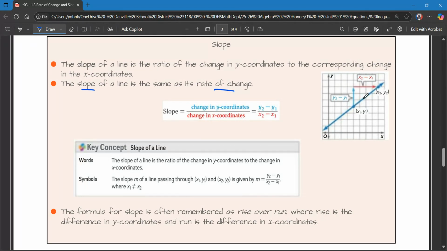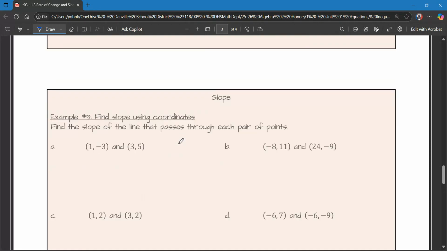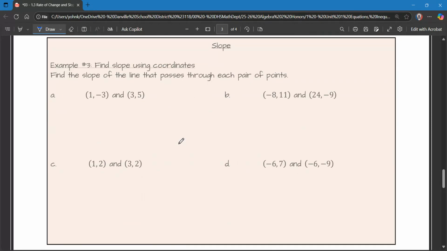Here's a picture. The formula for slope is often remembered as rise over run. It's how much you go up and how much you go over, in professional terms, where rise is the difference in y coordinates and run is the difference in x coordinates. So I'm giving you lots of different ways to think about slope. Let's look at just calculating slope flat out.